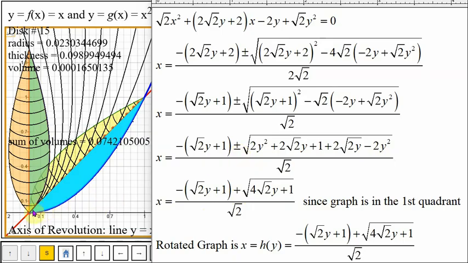But notice that this graph is in the first quadrant, so we're keeping the plus instead of the minus. And so this is the rectangular equation, or the rectangular function, for this graph. So the function for this graph is this function. And so let's call it h of y.